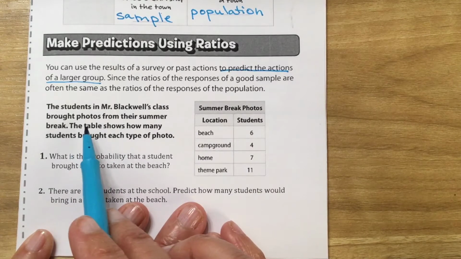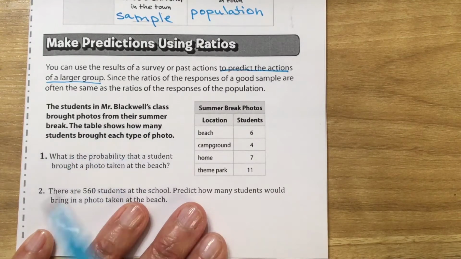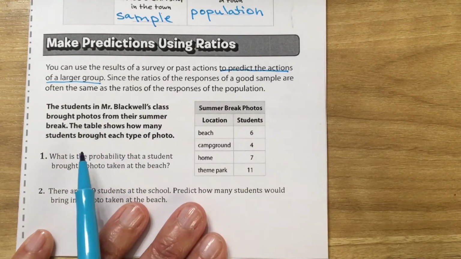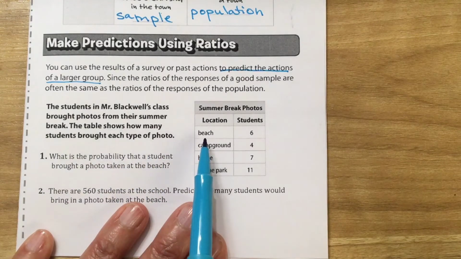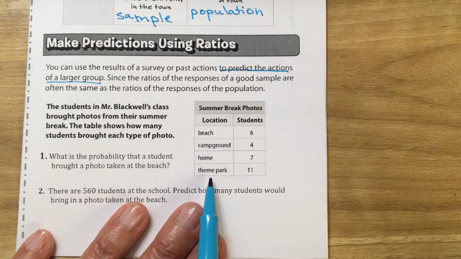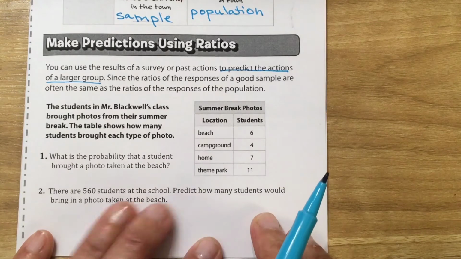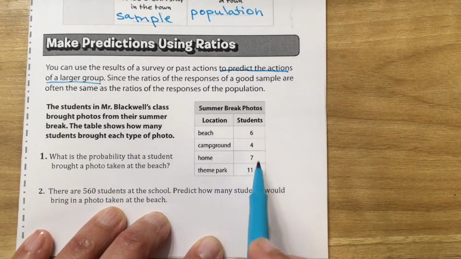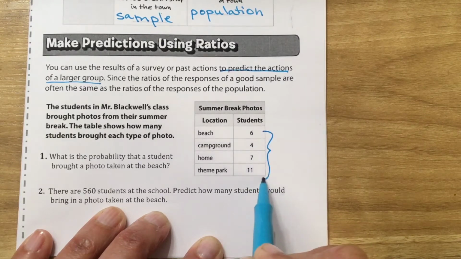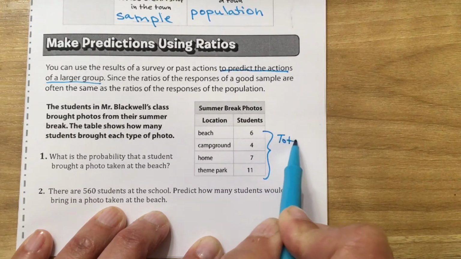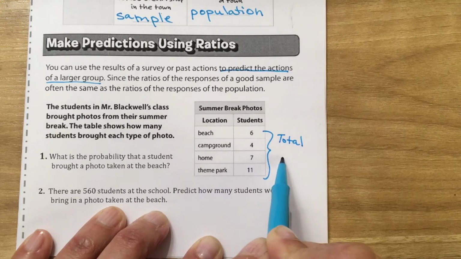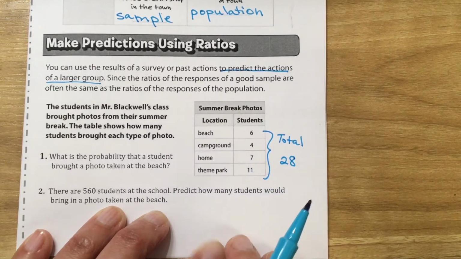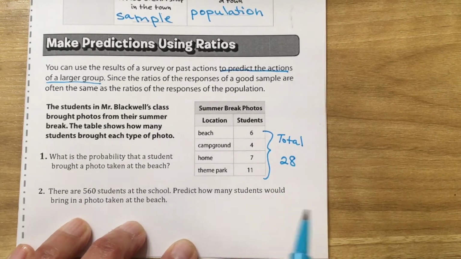The students in Mr. Blackwell's class brought photos of their summer break. The table shows how many students brought each type of photo, and we can see where we have beach, campground, home, and theme park. And then these are the students, and they each brought one. So if you total these up, we get 28 photos from the students, the 28 students.